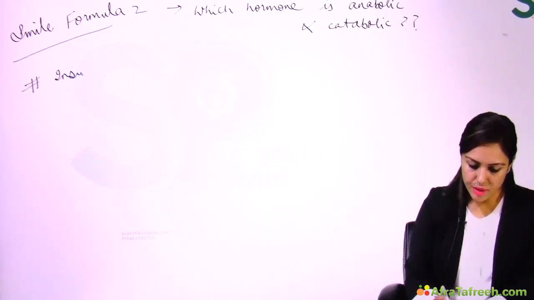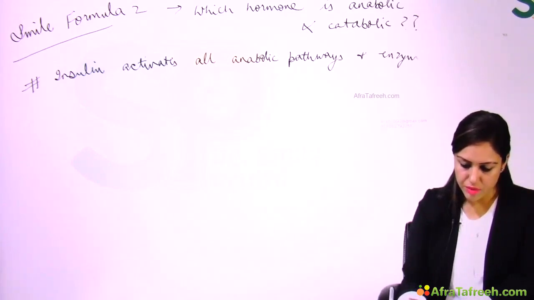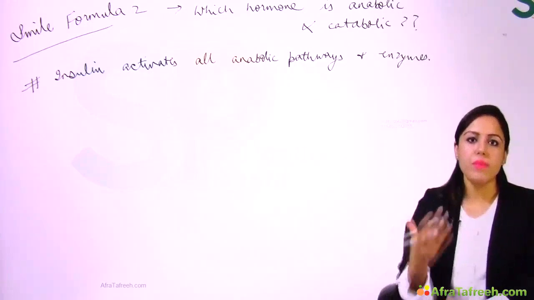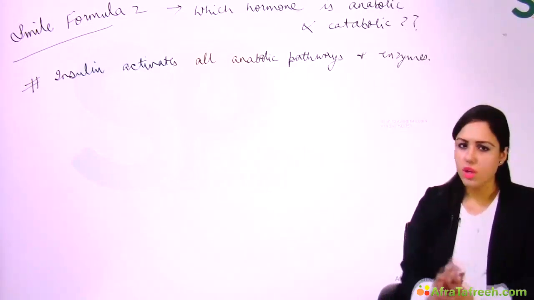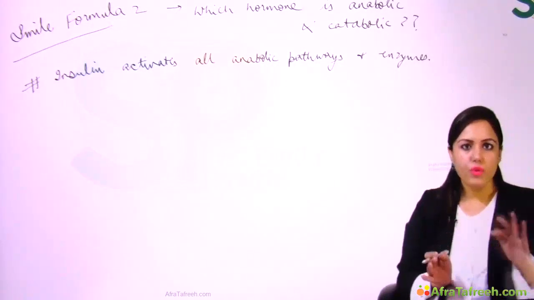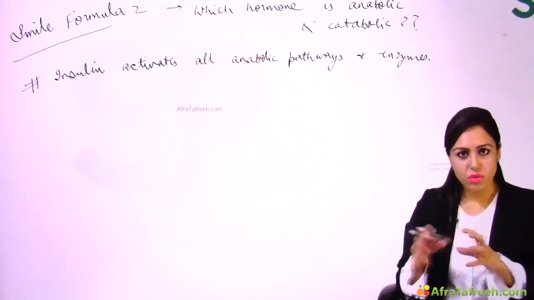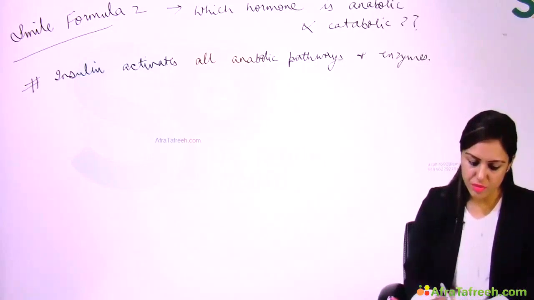So the formula is that insulin activates all anabolic pathways and enzymes, especially the regulatory enzymes of the anabolic pathways. Anabolic enzymes like lipoprotein lipase will also be activated by insulin. So there is a direct clear-cut relationship here, right? Insulin activates all anabolic. I've already told you in formula 1 which is anabolic and which is catabolic. So use that knowledge to combine formula 1 and formula 2. So insulin activates all anabolic pathways and enzymes.